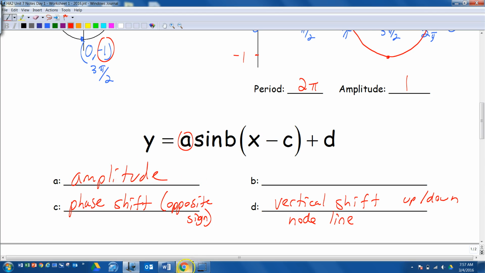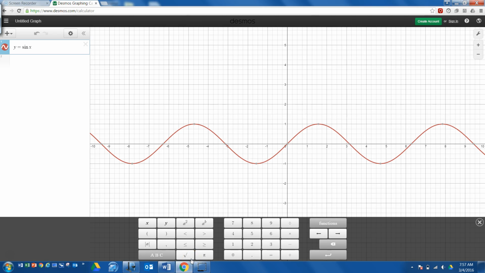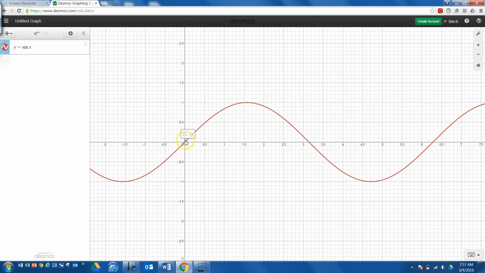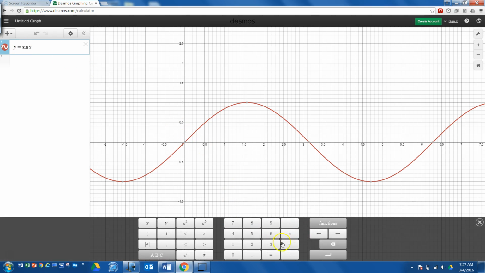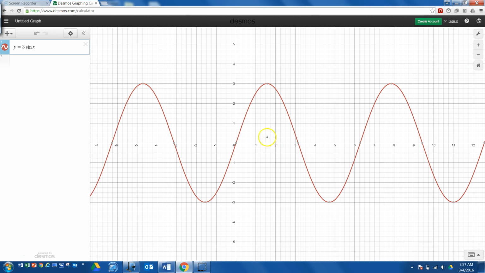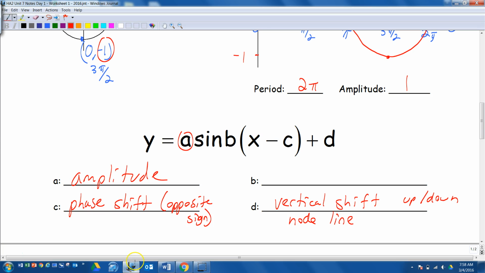I want to show you that real quickly. So here's a graph of sine, and here's one curve of sine from here, (0, 0), to (2 pi, 0). Okay, we graph that. If I multiply that and put a 3 in front, look what happened. The highest the graph goes now is not 1, but 3. And the lowest it goes is -3. So it changes the amplitude of the graph. Okay? So that's the amplitude.